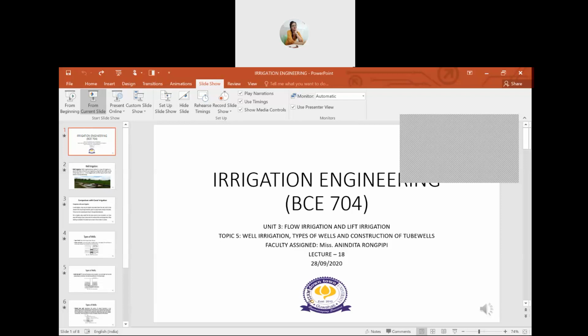Next, what is well irrigation? First, we need to know what is well irrigation. In this picture, I have shown you a well irrigation that is run by electricity. Well irrigation is a type of irrigation in which the fields of farmers are irrigated by using the well.